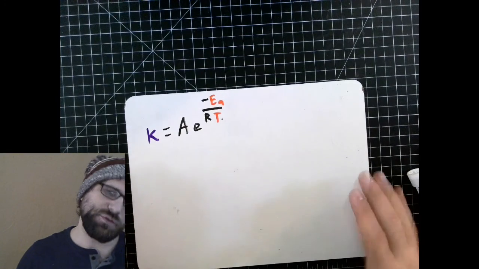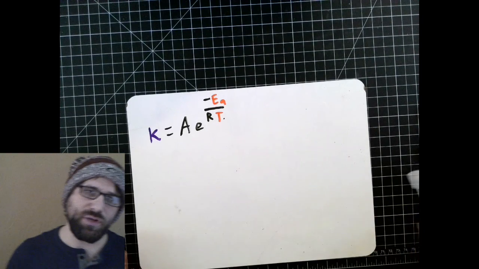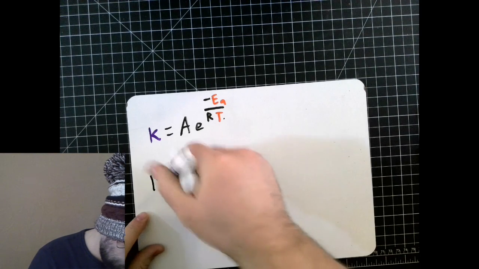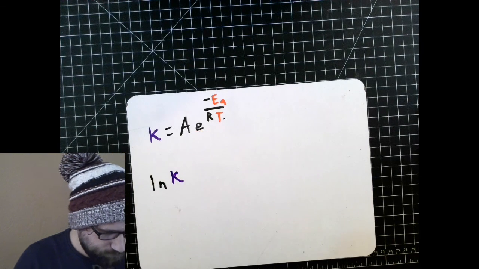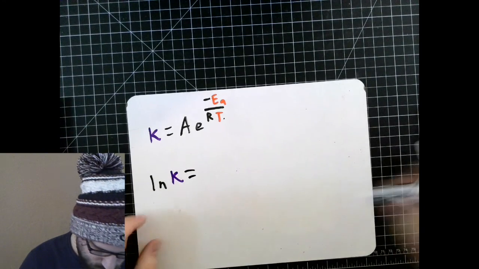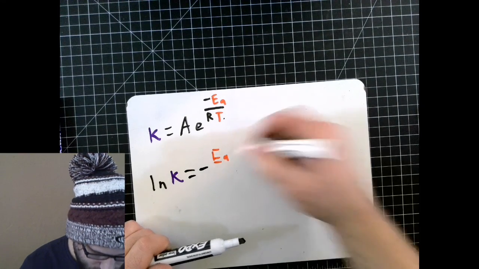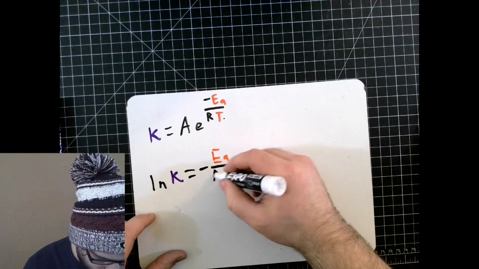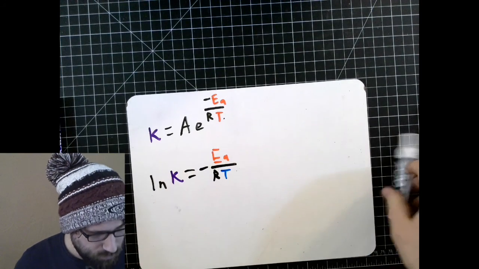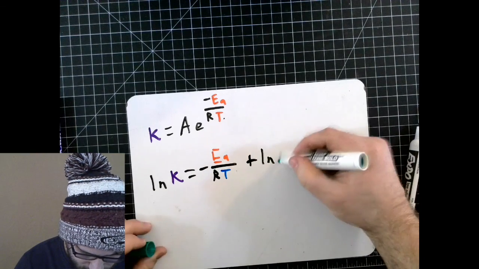So we're also able to linearize an equation like this by taking the natural log of both sides of the equation. If we do that, what we get is the natural log of k equals negative Ea over R, and let's use another color for T, RT, plus the natural log, let's use one more color, of A.